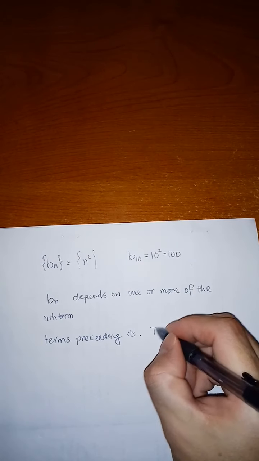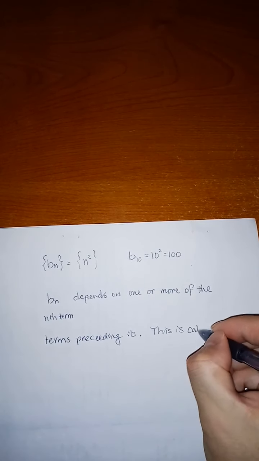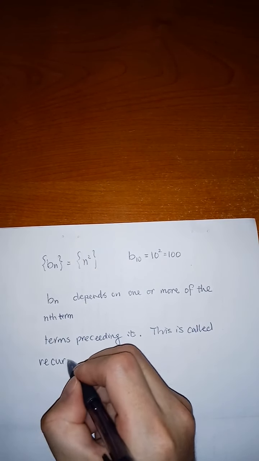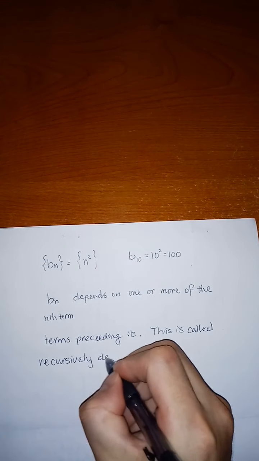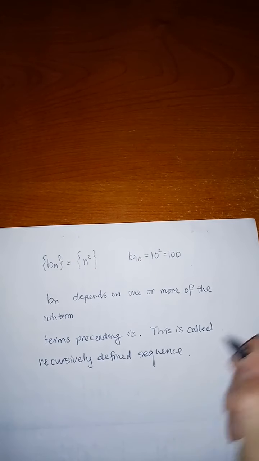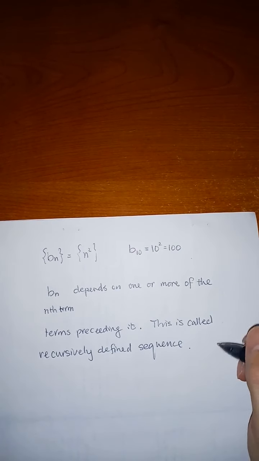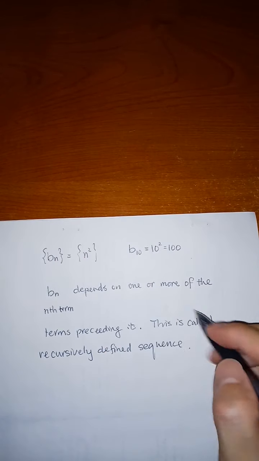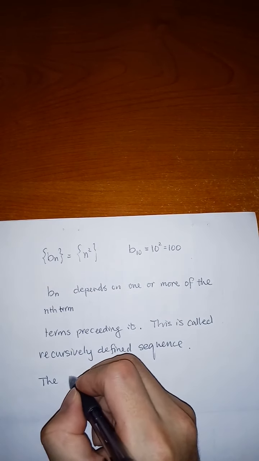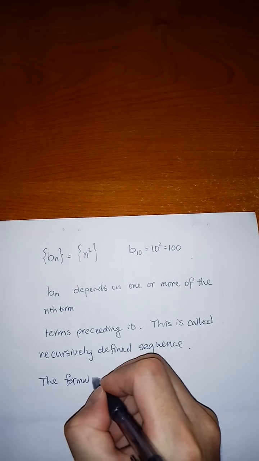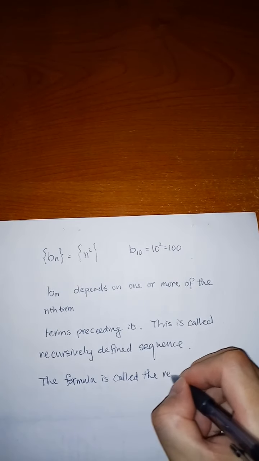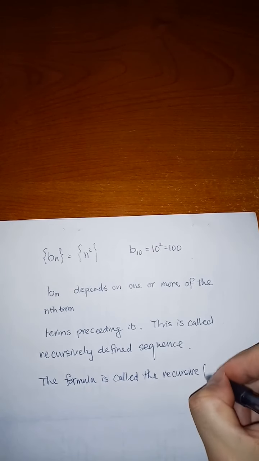And this is called a recursively defined sequence. Okay. And that formula, the dependence, is called the recursive formula.